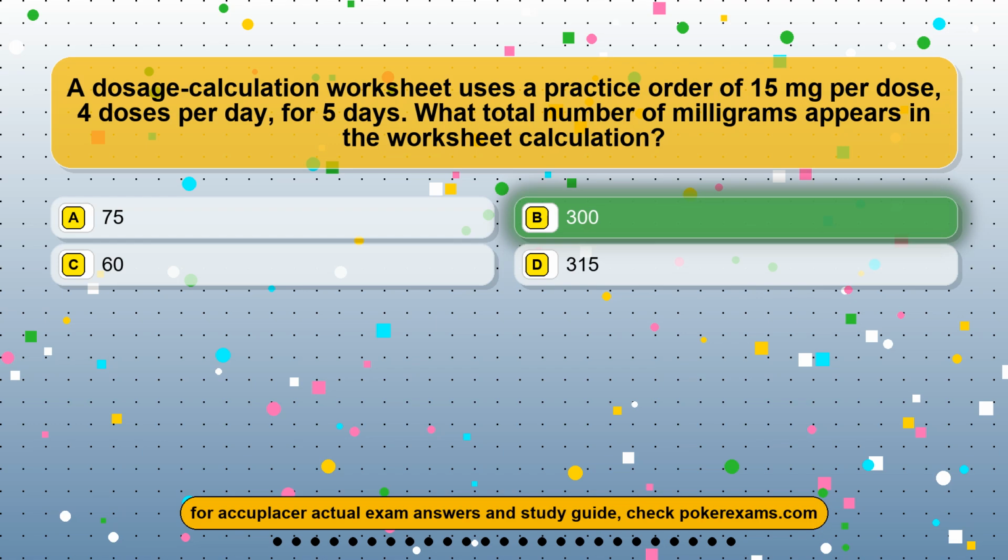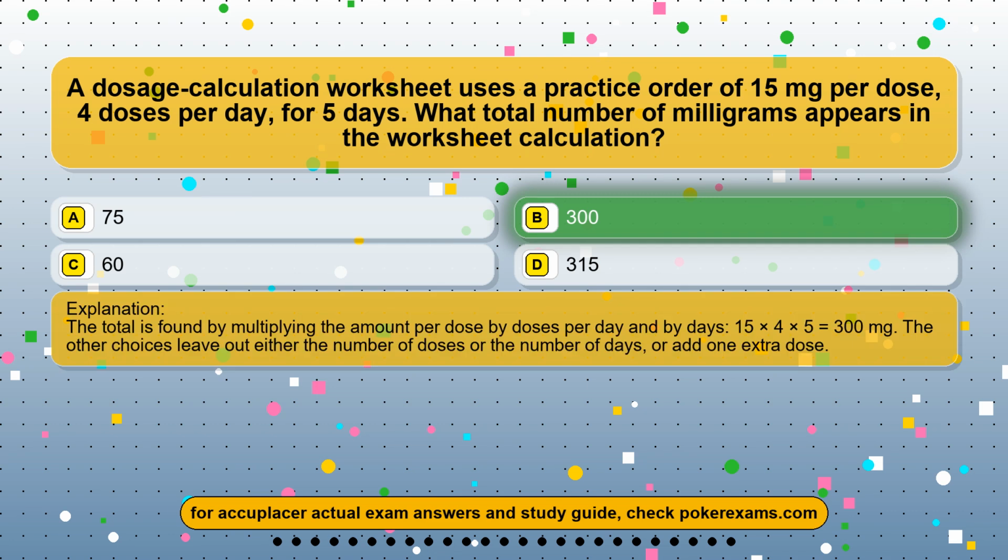The correct answer is option B, 300. The total is found by multiplying the amount per dose by doses per day and by days. 15 times 4 times 5 equals 300 milligrams. The other choices leave out either the number of doses or the number of days, or add one extra dose.